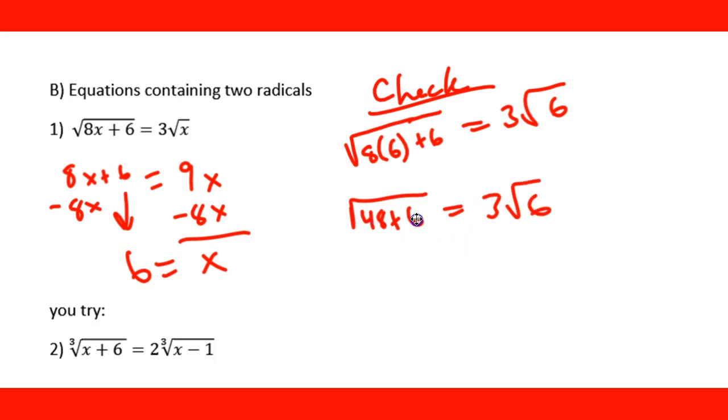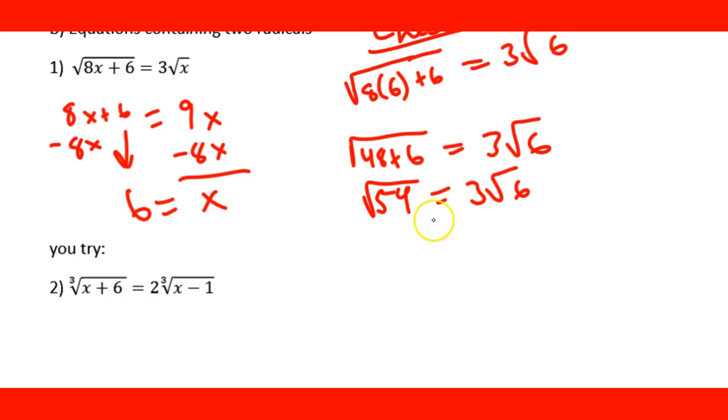Now, 48 plus 6 is going to be 54. The square root of 54 equals 3 times the square root of 6. Now, we've got to go way back to the beginning of the year when we were doing radicals.